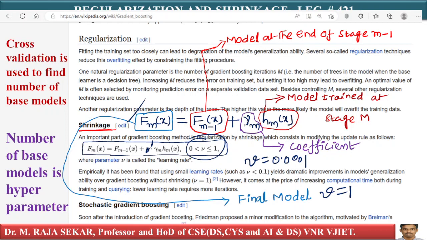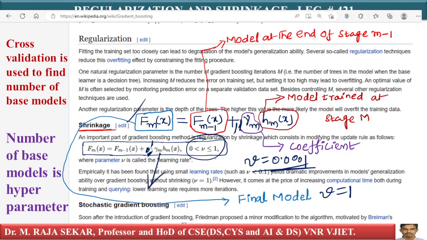If I keep nu equal to 1, this is the old model. In the old model, nu is 1, isn't it? Nu equal to 1 is the old formulation. If it is small, then in addition to whatever weight we found using gradient boosting, we are going to reduce that weight. If you are giving nu equal to 0.0001, you are going to reduce its weight.